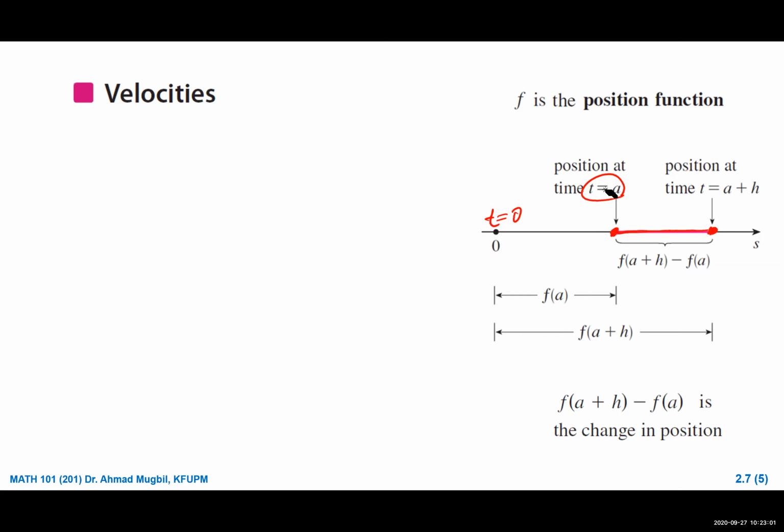So this is the position at t equals a. This is the position after a plus h. And of course, now if f is the position function, then the difference f of a plus h minus f of a, which is the numerator of the expression that we had before, is the change of position.